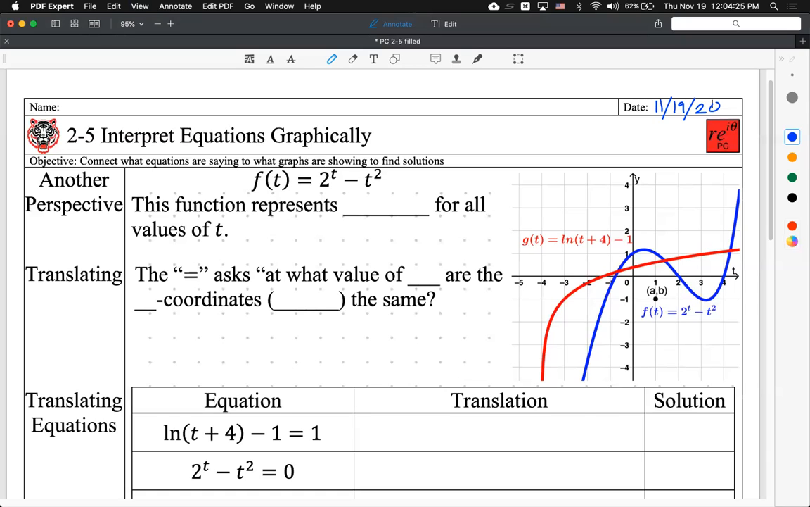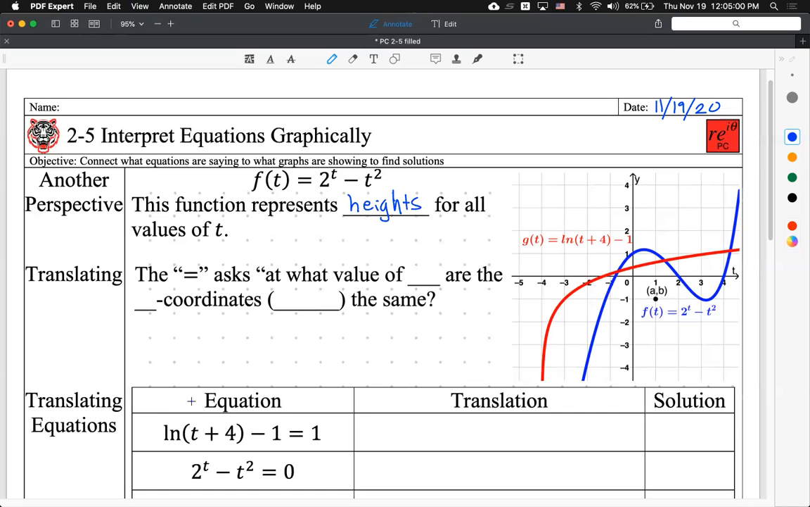What's happening? So this function really represents all the heights for values of t. That's the key word that I want to be using today, heights. So this is again the blue equation over here. While it does look like a cubic, it's actually this equation, which is an exponential minus a quadratic. This blue equation represents every single height for every value of t.